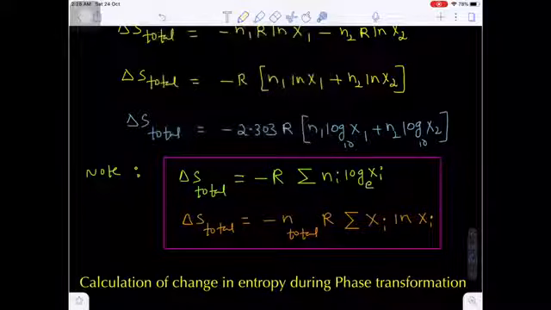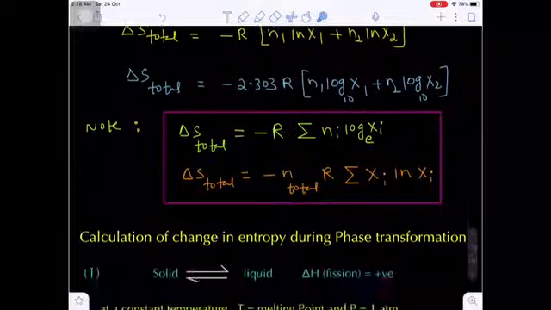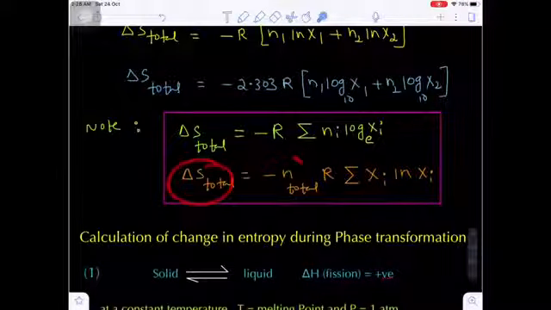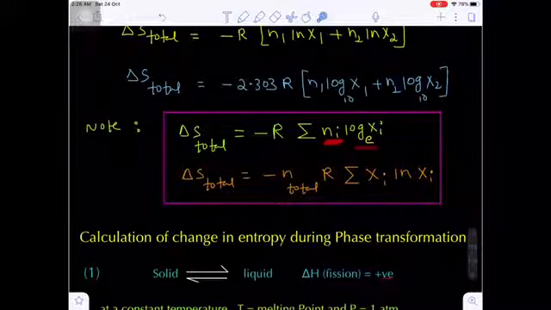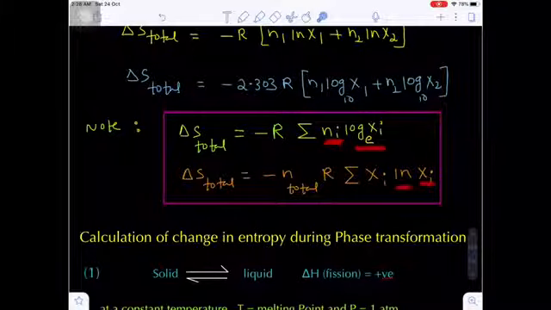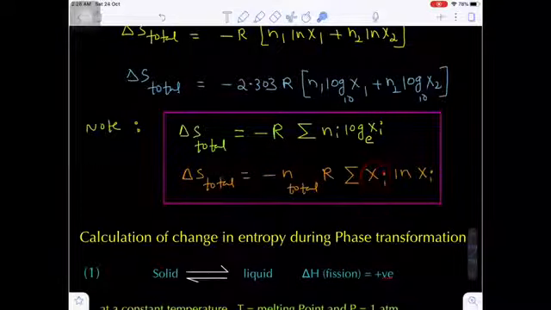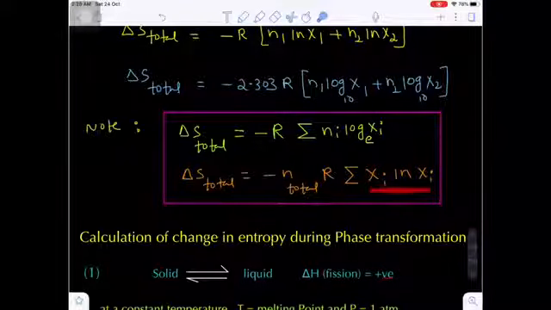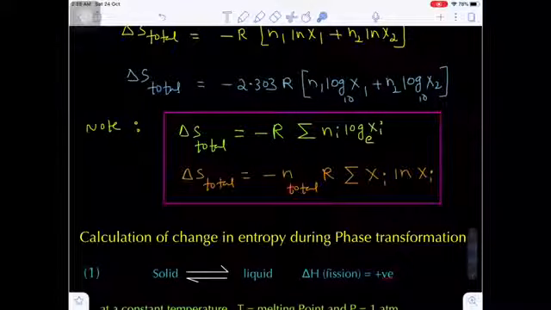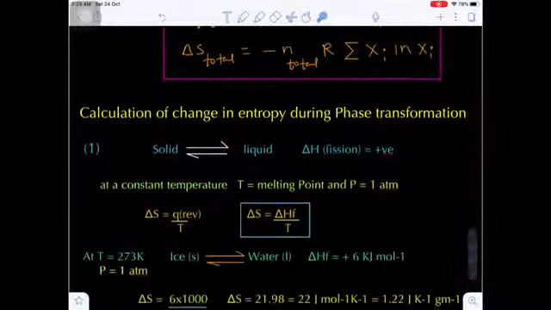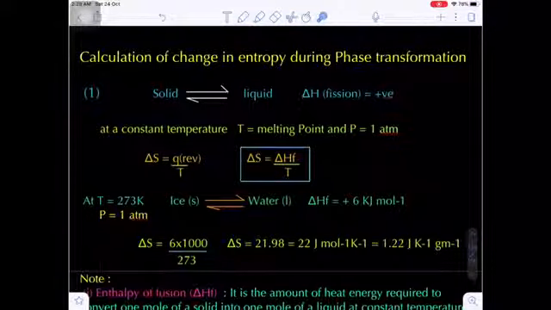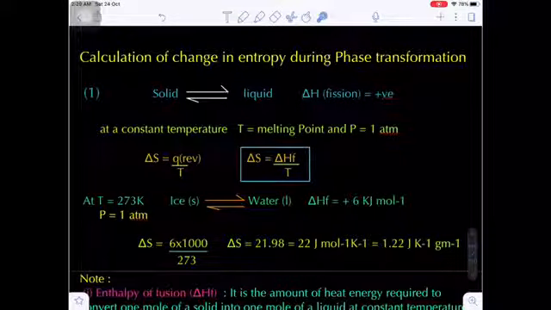Otherwise there is one more formula we can use. The second formula: delta S total will be equal to minus N total R sigma xi logarithm of xi to the base e. Now here, what is the mole fraction? Given moles by total moles. If you take the common factor in all these terms, there will be a common N total in the denominator, so N total gets cancelled. Are you getting my point? Now, one more calculation: change in entropy during the phase transformation.